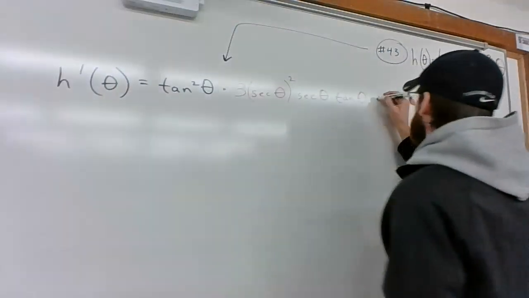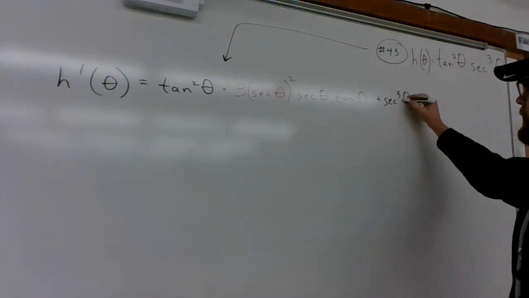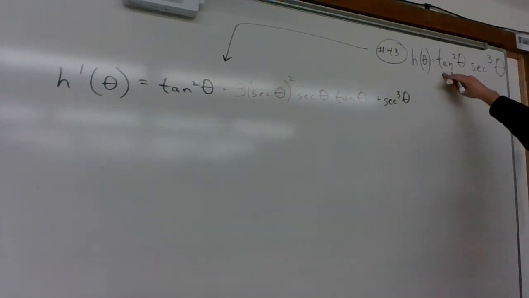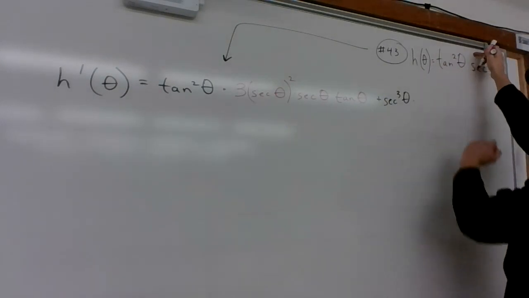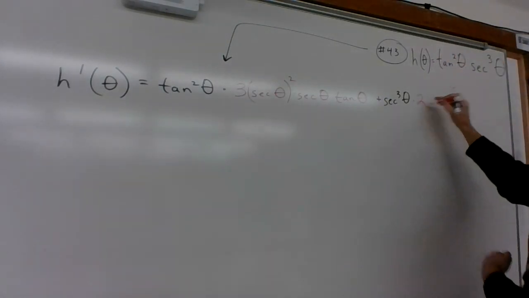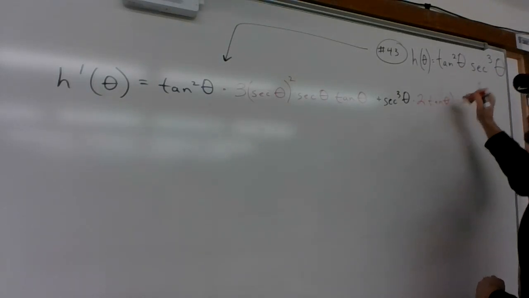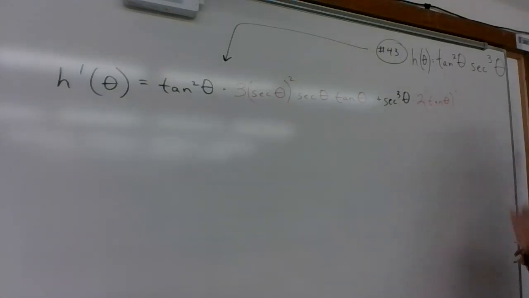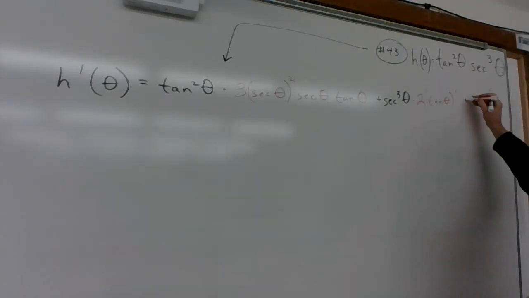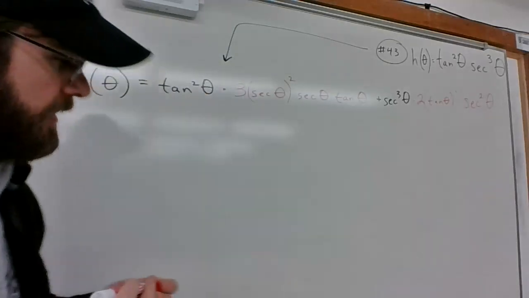Plus the second, which is the secant cubed of theta, times the derivative of the first. Again, this is tan of theta squared. So you bring the 2 down, you rewrite tangent. It's to the 1 power now, and then you multiply by the derivative of tangent, which is secant squared. All right, can you guys see that? I think it's showing up okay. Yeah.